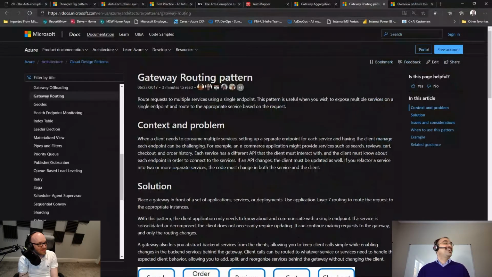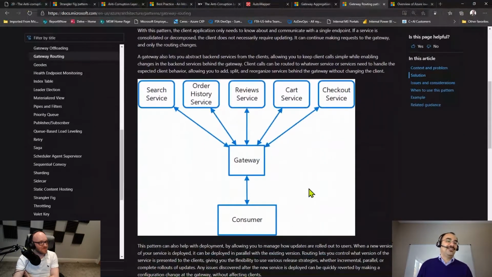Yeah, so there's a lot in gateway aggregation, and it does tie into gateway routing. In essence, let's bring up the diagram, which ties into the previous diagram. Think of how you are going to handle requests that are being routed from many services to one endpoint. This diagram is similar to the other one: you have a consumer of a series of data sources or a solution, and you have a search service, for example, order history service, reviews, carts, checkout. Think of e-commerce in this case.